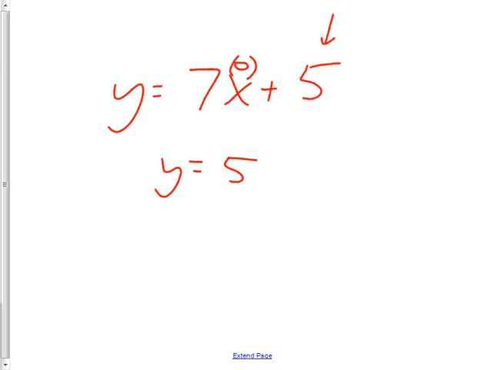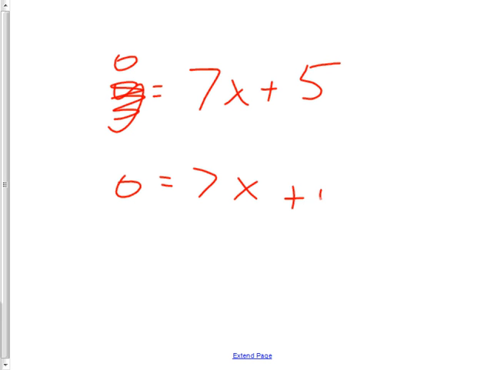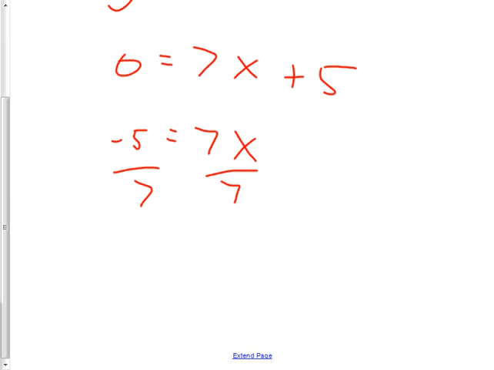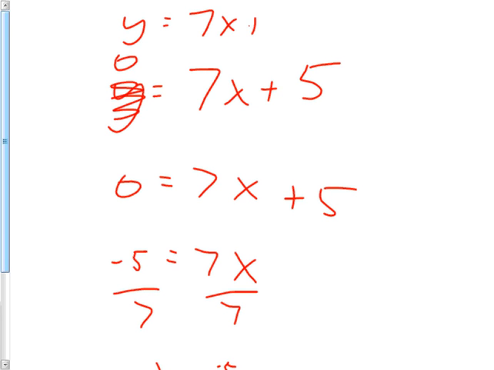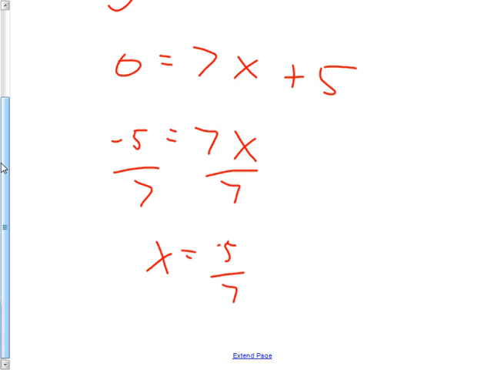And then we can do the opposite way, too. On this thing, what's the x-intercept? The x-intercept is where what? So I put a 0 here, and then how do I figure it out? I just solve it. Subtract 5 from both sides. Divide by 7. X equals negative 5/7. Here's my original. And my y-intercept was 5. My x-intercept, which is where y is 0, is negative 5/7.